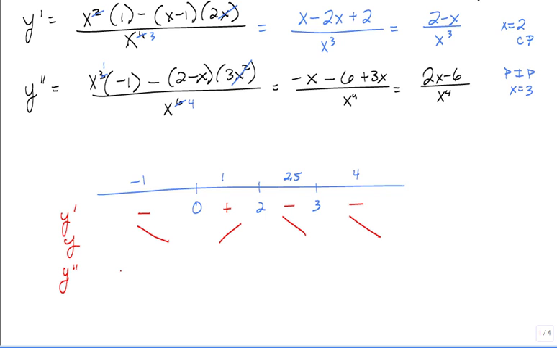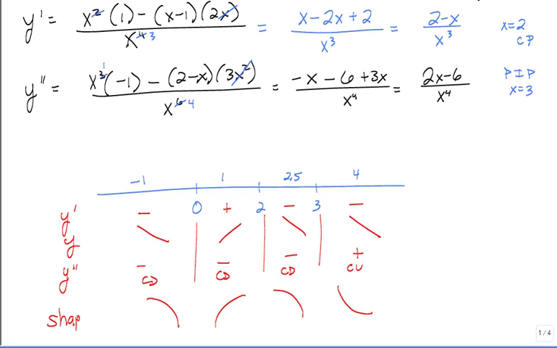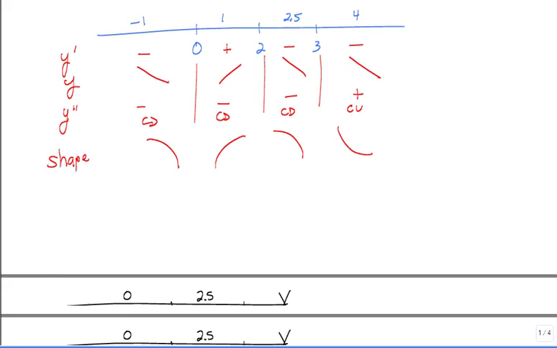Now I take those numbers and plug them in the second derivative. It's negative, negative, negative, positive. Concave down, concave down, concave down, concave up. So decreasing, concave down; increasing, concave down; decreasing, concave down; decreasing, concave up. So that's the shape. Alright, now all I have to do is get my points.